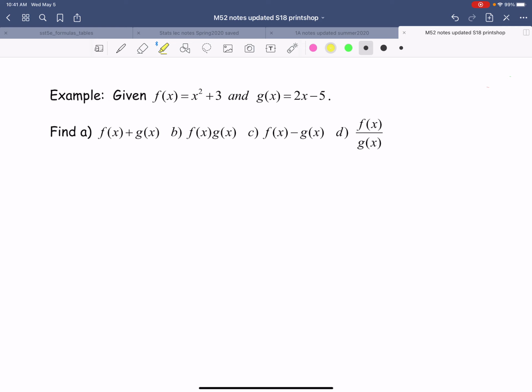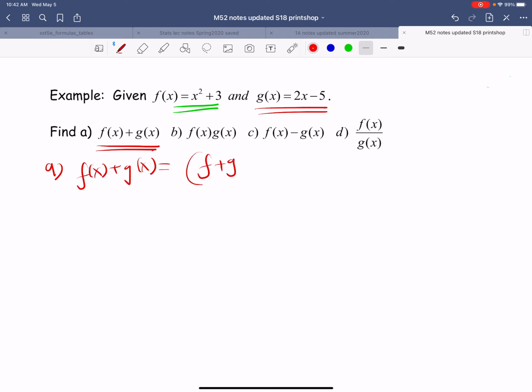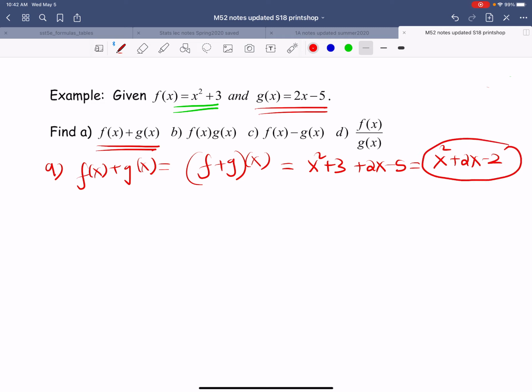So here's an example. We are given the function f of x, which is x squared plus 3. We're given the function g of x, 2x minus 5. For part A, we're supposed to find the addition function. So we're going to add f of x plus g of x, and that's going to be my addition function. There are like terms to combine, plus 3 and negative 5. So this is my addition function, x squared plus 2x minus 2.